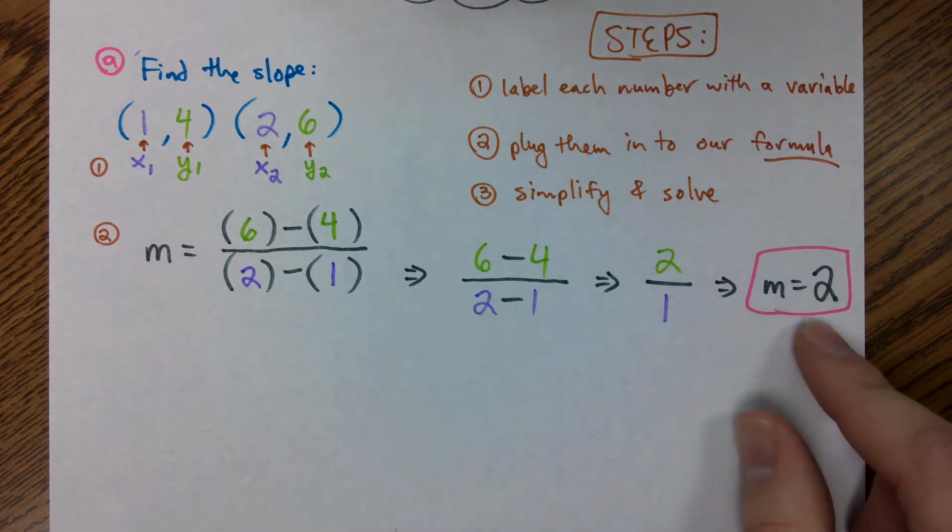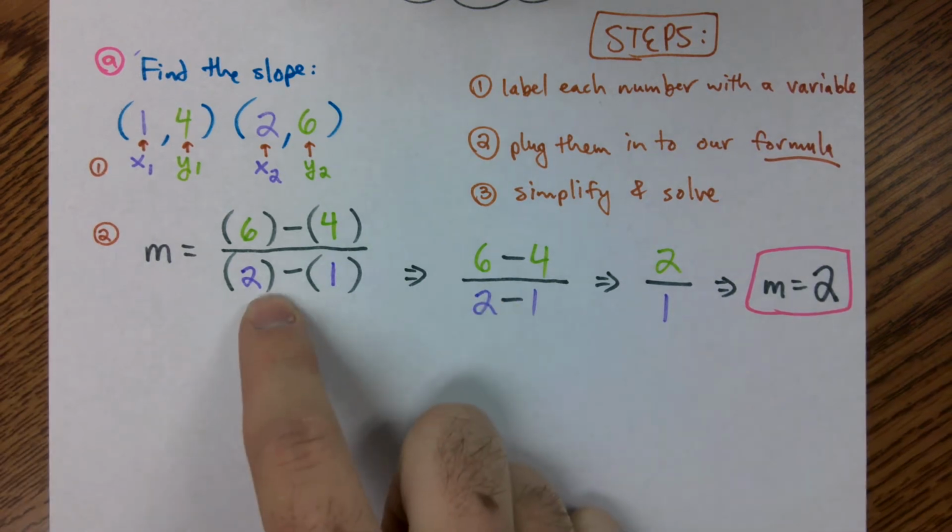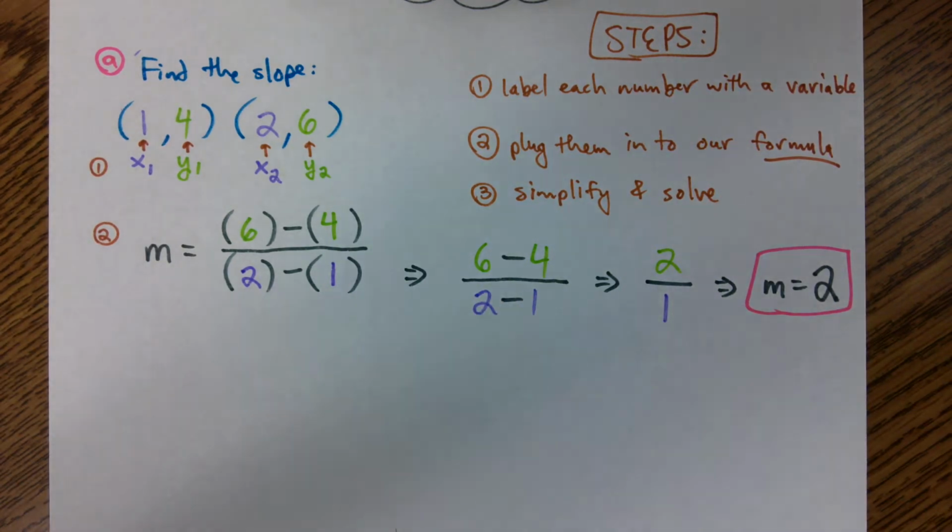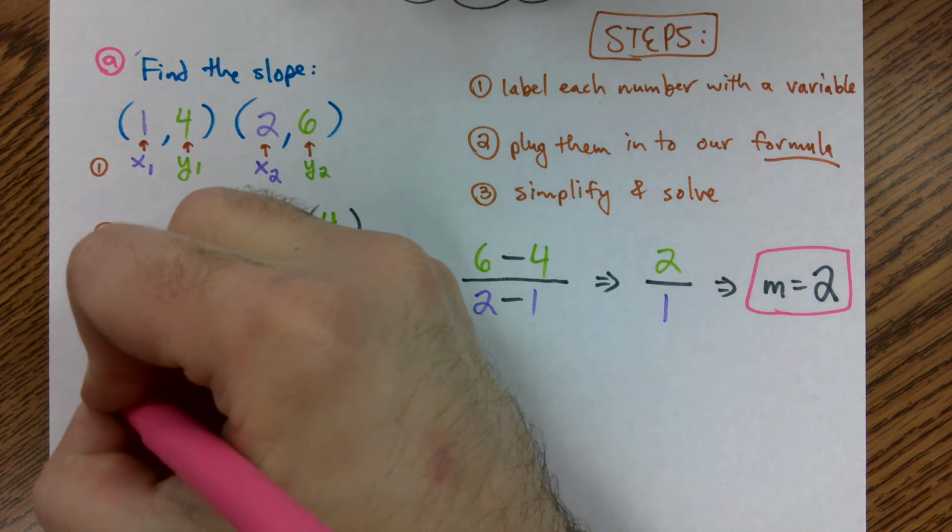Questions on how we got to 2? Did we follow along with how we labeled our numbers, plugged them in, and then solved it? Give me a thumbs up if you followed along with that process pretty well. Okay. Good. Decent. What's next? Oh, let's take a look at another example real quick, and then we'll talk about the shortcut, and we'll get to work.